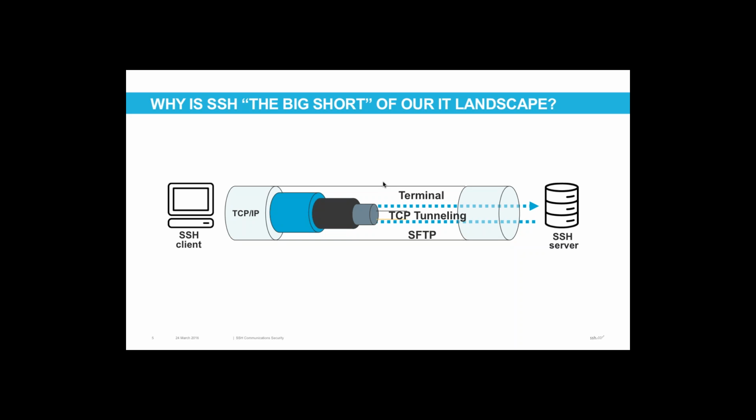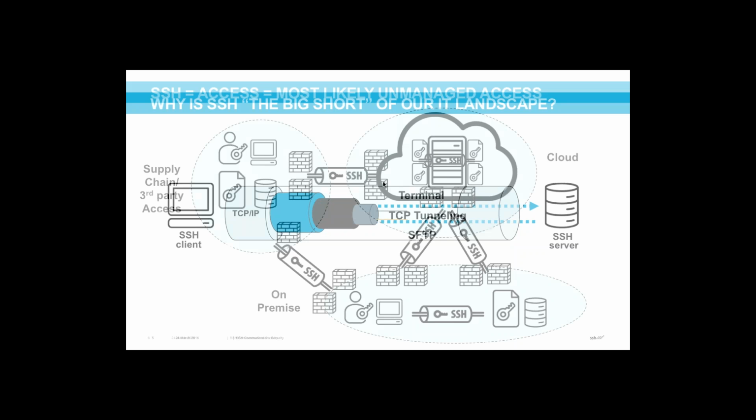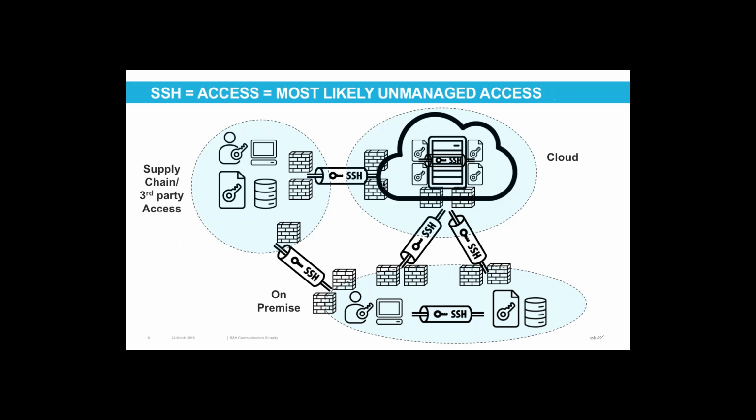So SSH is a little bit the unwanted stepchild in the IT infrastructure. And why is that? Because it's just worked. It's just been there. It was born as an encryption protocol. And what we forgot in that process is that it provides access. Millions of credentials in our environment which are currently unmanaged. Is it the big short? Potentially. It could become that. It can become an issue of risk. It can become an issue of compliance. And it certainly can become an issue of resilience in our environment. SSH equals access, most likely unmanaged access.